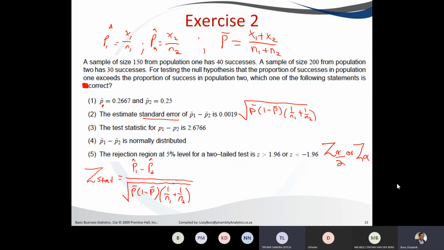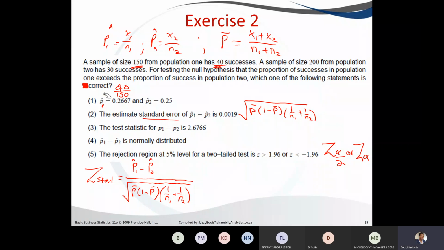When I was working through this, I noticed so many errors. The question is actually looking for which one of the following statements is correct, not the incorrect one. So for option one, how did you calculate it? It's x1 divided by n1. Our n1 is 150, and our x1 is 40, so this would be 40 divided by 150.